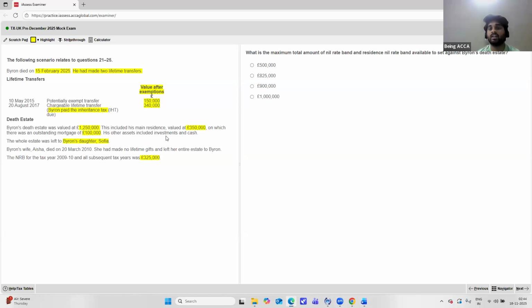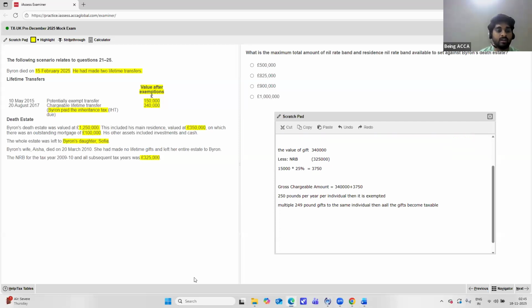So for that reason, we should identify if the residence nil rate band is at all available to Byron or not. Here we can see, since the estate is being left to the direct descendants and it includes the main residence being left to the direct descendants, that means the residence nil rate band is available. So first, we know what the residence nil rate band is.